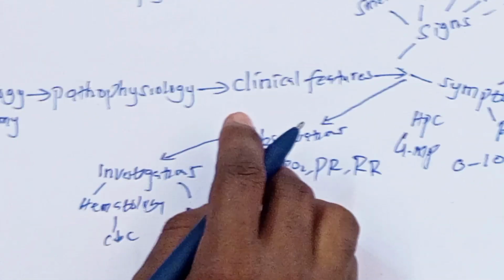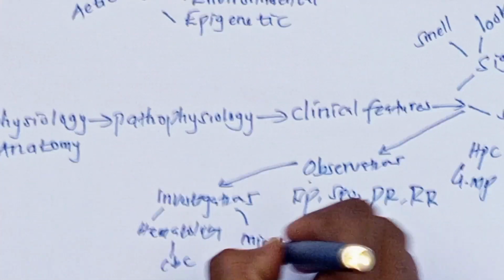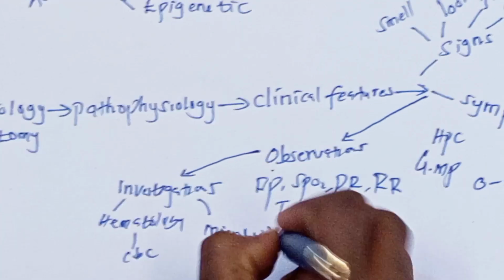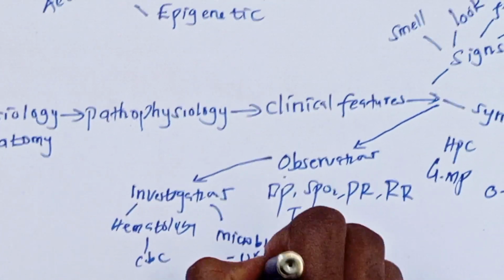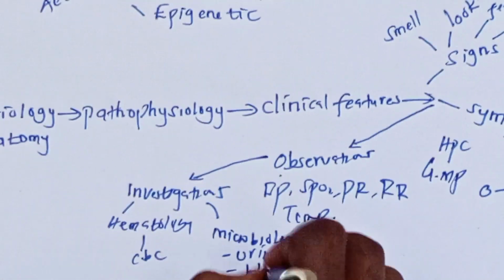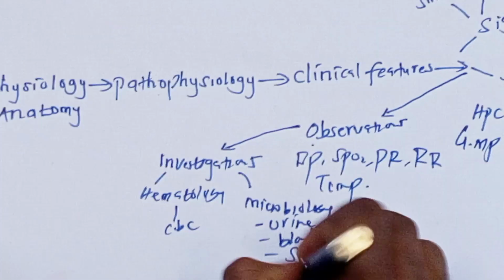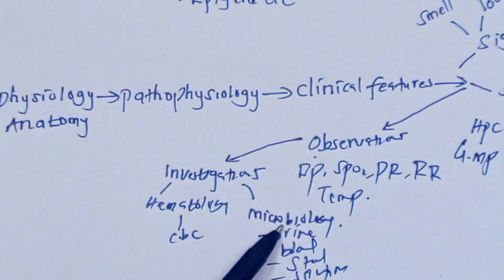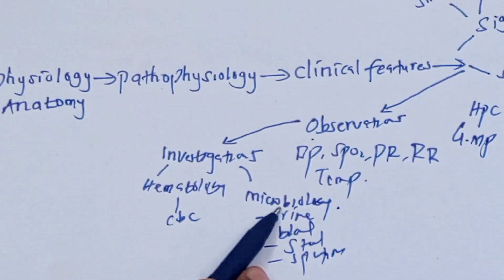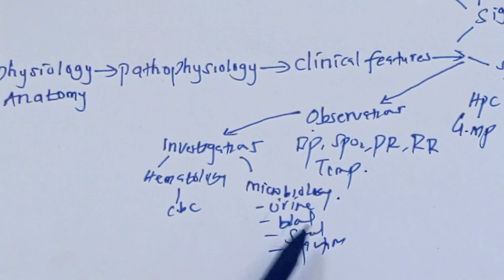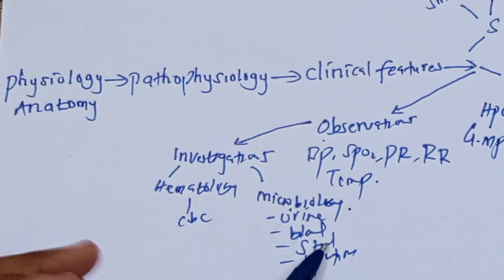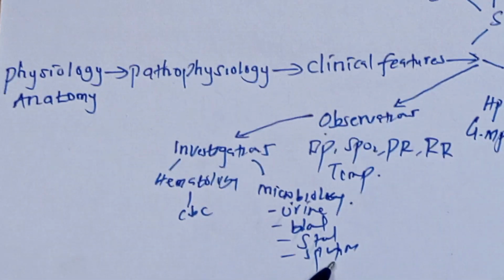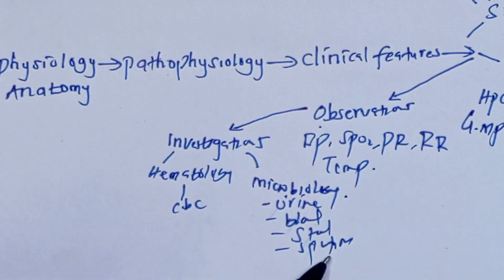So examples of microbiology tests include urine, blood, stool, and sputum. So from the microbiology, your doctor will perform several tests including urine analysis, blood culture, stool culture or urine culture, and sputum to detect if there is any TB.